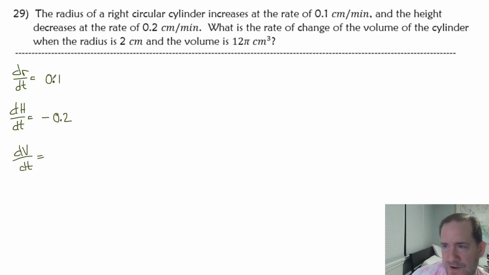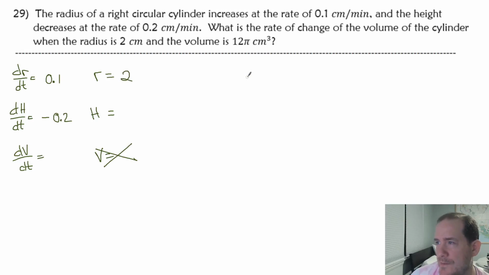Now, because all these rates of change are in play, we are going to need an r value to go with it. We're going to need an h value to go with it. We might need, no, we don't need the volume. The volume ends up being not needed, but I'll write it down anyway. All right, so as I read through, it says, what's the rate of change of the volume when the radius is 2? Okay, cool. Then they gave me the volume, though. They said the volume was 12 pi. And I said, we don't really need that. But guess what? I do need h.